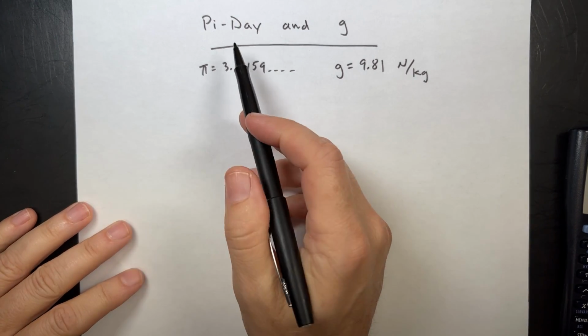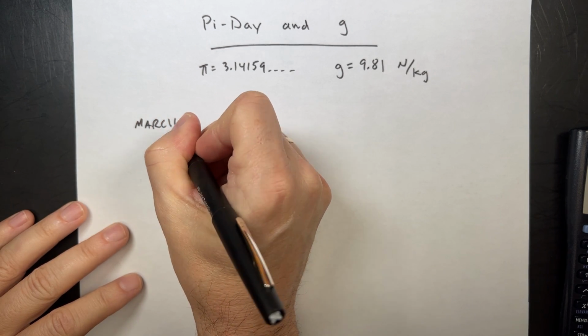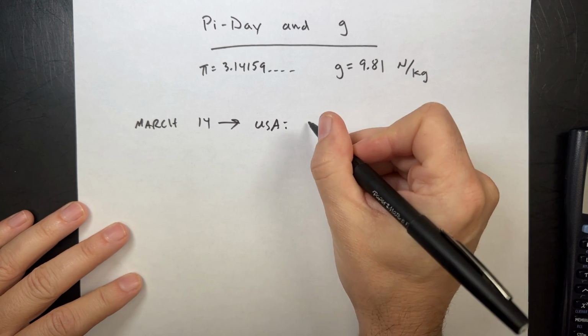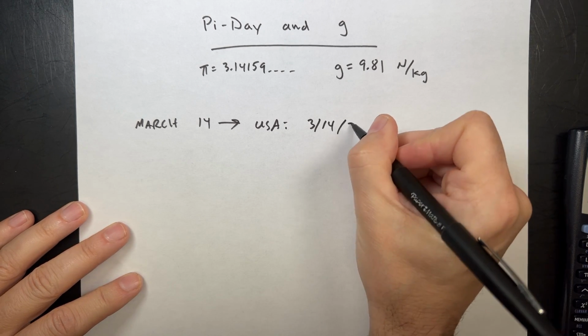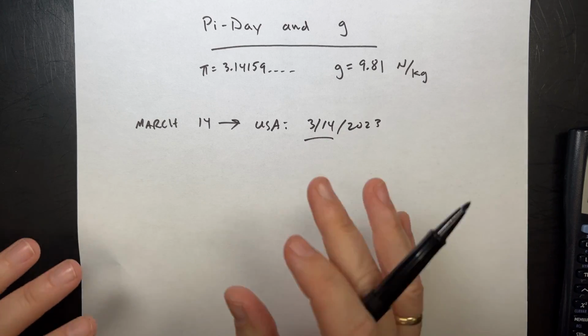Pi Day. So, Pi Day, right? March. I know it's kind of dumb. March 14th in USA date format. That's 3/14/2023. And that's pi. Pi is 3.blah, blah, blah. Okay, you get that.